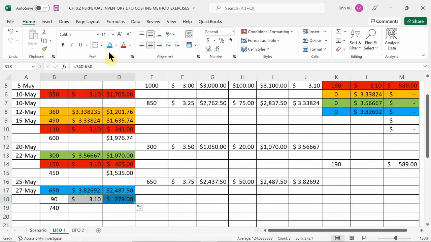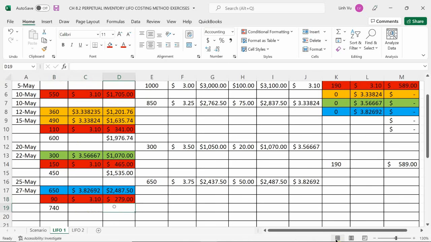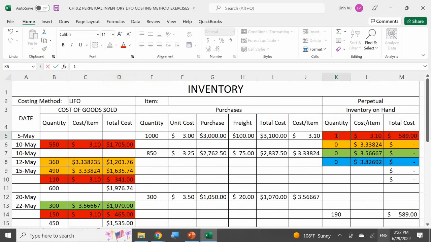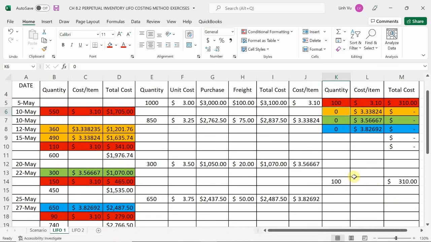Okay. And this one is my red batch of inventory. So 740 units sold gave me a total of $2,766.50. So that means we need to update my inventory, right, and say I only have 100 units left. And that's going to give you $310 left in your inventory. And our inventory ending physical count balance matches, right? I have 100 units left on hand.